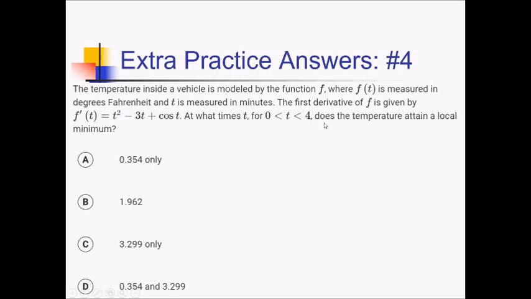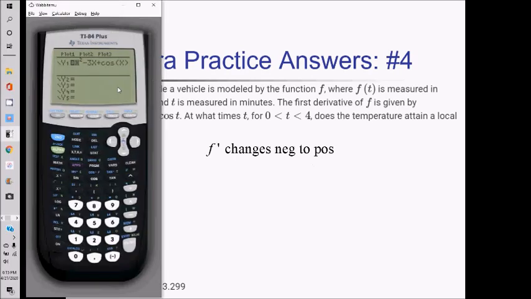Okay, so that means I'm asking, when does F prime change from negative to positive? And to look that up, I am going to need the calculator. So here I am in the y equals of my calculator. This is F prime of T, basically. I just entered it in y1. And in order to graph this thing, I'm going to graph it between 0 and 4 for the window, because that's the time interval they gave me.